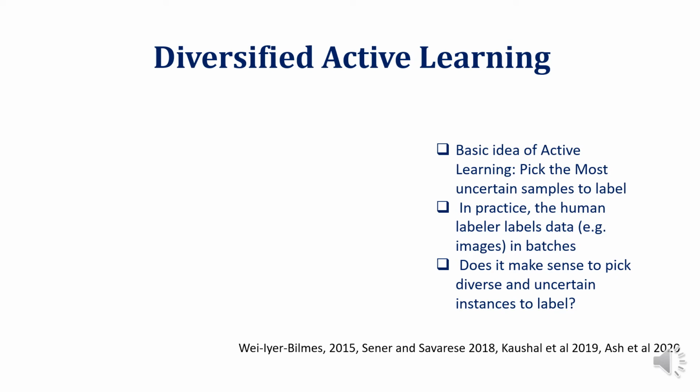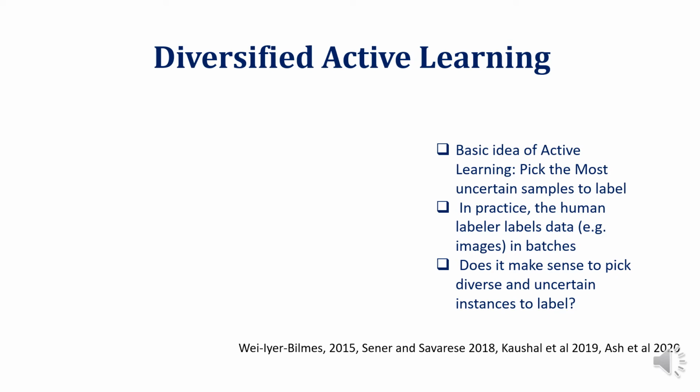Now, what would you do? Pick the most uncertain samples to label. For example, pick the ones with the highest value of entropy. Entropy is a modular function. However, we realize that in practice the human labeler labels data in batches, not individually. So if they've been selected in batches, would we like redundancy? Why not pick diverse yet uncertain instances to label?